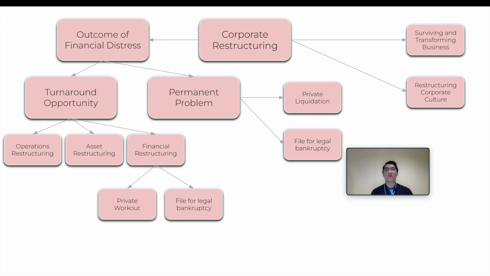Next, we have corporate restructuring, which covers the outcome of financial distress, surviving and transforming business, and restructuring corporate culture. About the outcome of financial distress, it has a turnaround opportunity and also a permanent problem. For the turnaround opportunity, we have 3 things to restructure. First is operations restructuring. Second is asset restructuring. Third is financial restructuring, which is about the private workout or filing for legal bankruptcy. The second is the permanent problem, which is about private liquidation and also filing for legal bankruptcy.